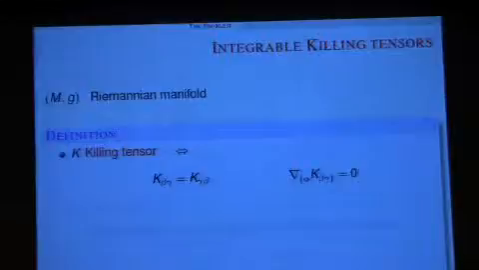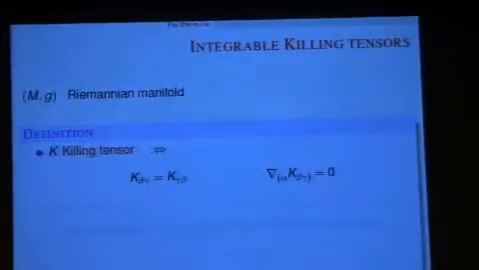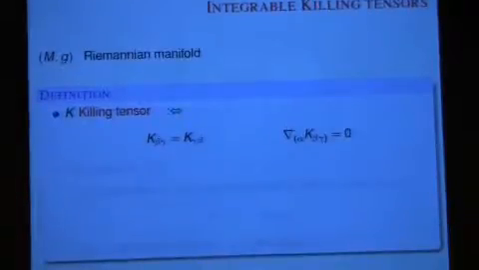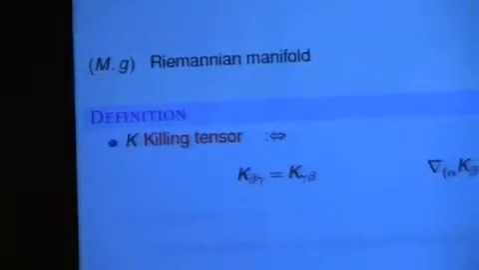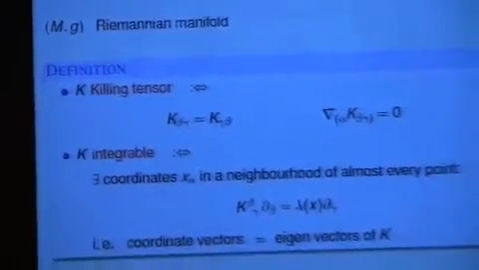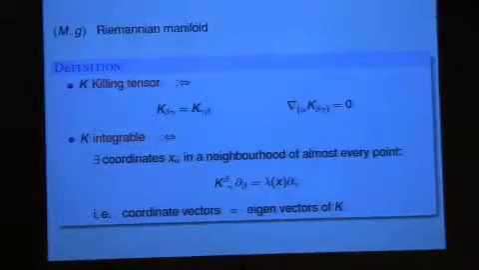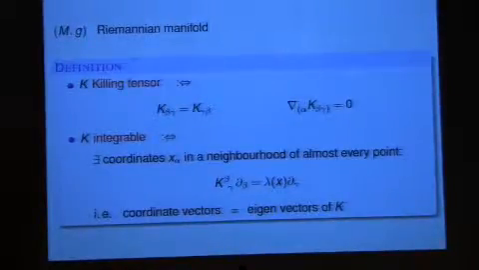So to address this problem on an arbitrary Riemannian manifold, the main tool is integrable Killing tensors. So for me, a Killing tensor is just a symmetric 2-tensor, which satisfies the generalized Killing equation. And integrable means that locally you find coordinates such that if you raise one index, so you get an endomorphism, then the coordinate vectors are eigenvectors of this endomorphism.